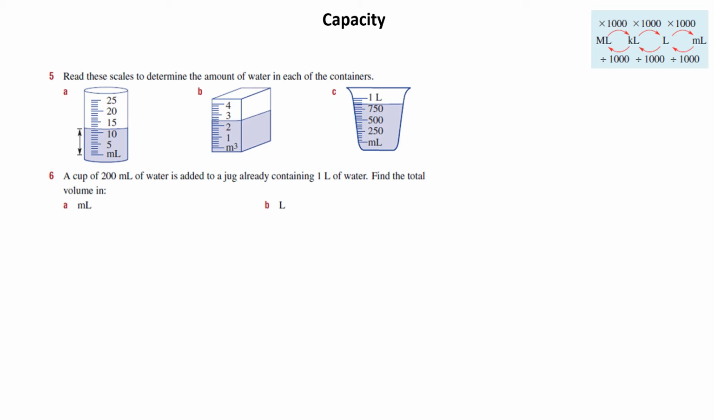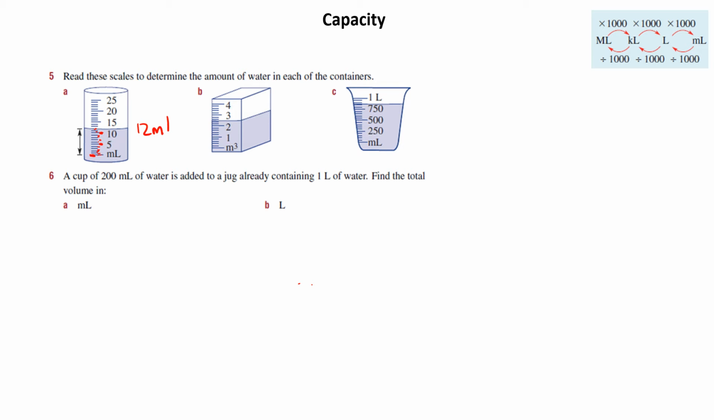Okay, read these scales to determine the amount of water in each container. So for example, this one here, I'm going from here, that's 0, that's 5, that's 10 there, and that's 11. So this would be 12 mils. So you're basically reading up. Each of these little lines here is equal to 1 mil. And that's like 5, 6, 7, 8, 9, 10, 11, 12. So it'd be 12 mil. You're going to do something similar for B and C, so I'll let you work that out.